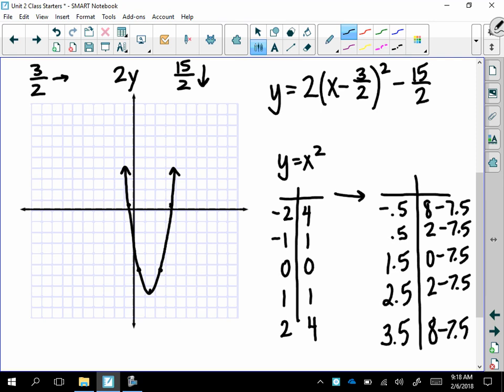We good on 1A and 1B? Can we use this? All right.